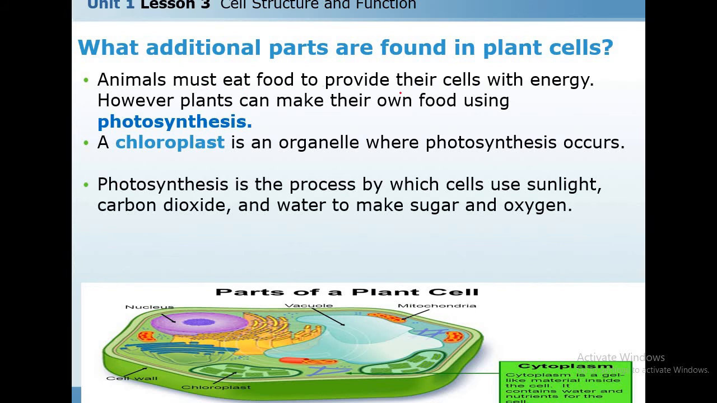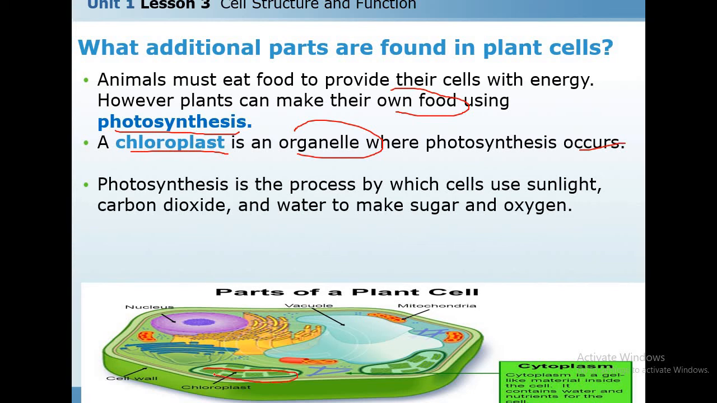Animals must eat food to provide their cells with energy. However, plants can make their own food using a process called photosynthesis. Inside the plant cell, there is an organelle that is responsible for this photosynthesis process. This organelle is called the chloroplast. So photosynthesis occurs in the chloroplast.